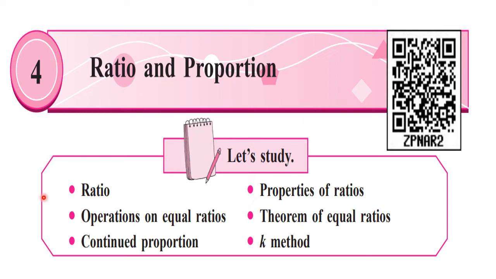In this chapter, we have completed the topic ratio, then properties of ratio, operations on equal ratios, that is all the 5 properties. And in the previous lecture, we studied the theorem on equal ratios, and based on that we have seen solved examples also. Then we started with practice set 4.4, and in that, the last question is left out, question number 4. So let's go ahead in practice set 4.4.